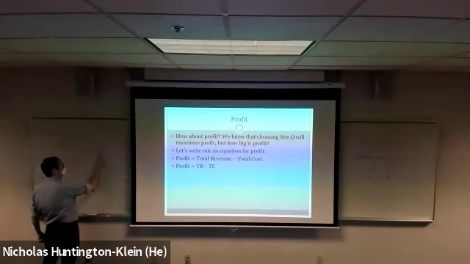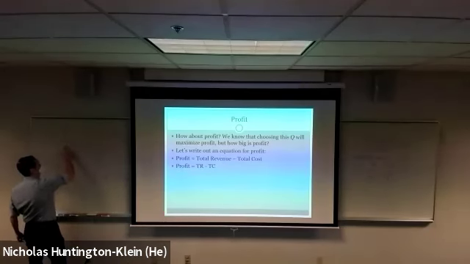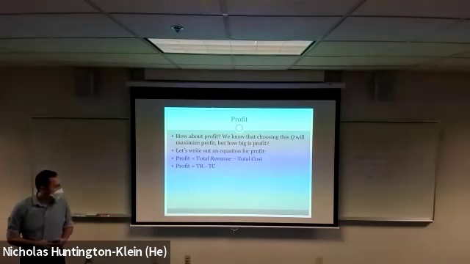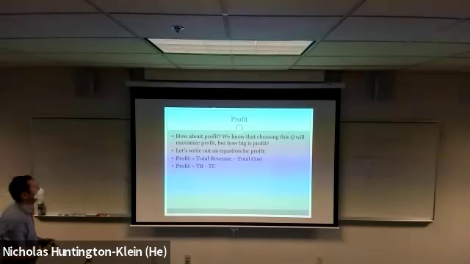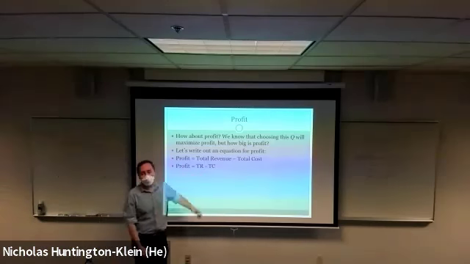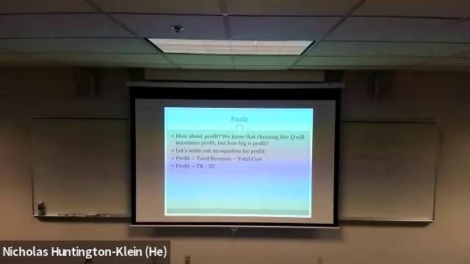Okay, so we have figured out what quantity is going to maximize our profit. We also might want to know what that profit is. How much profit are we making at that profit maximizing point? So now we're going to need to figure out, well, where does profit come from? We already have an equation for profit, right? Profit is total revenue minus total cost. The problem is, neither of those things are on our graph. So we need to figure out what's going on there.